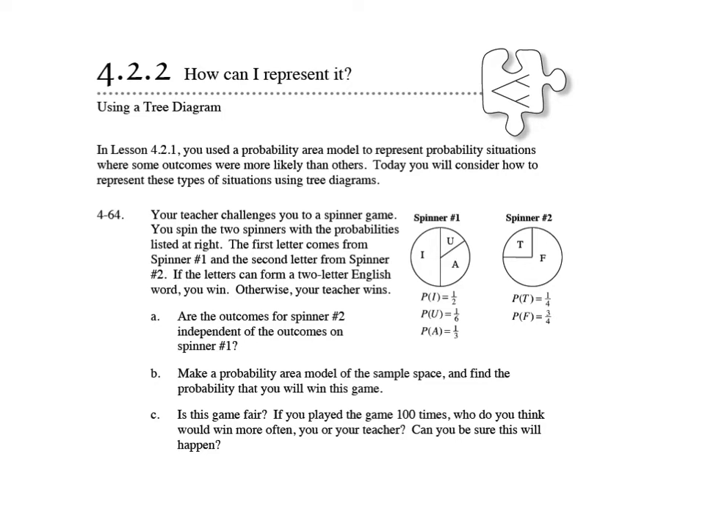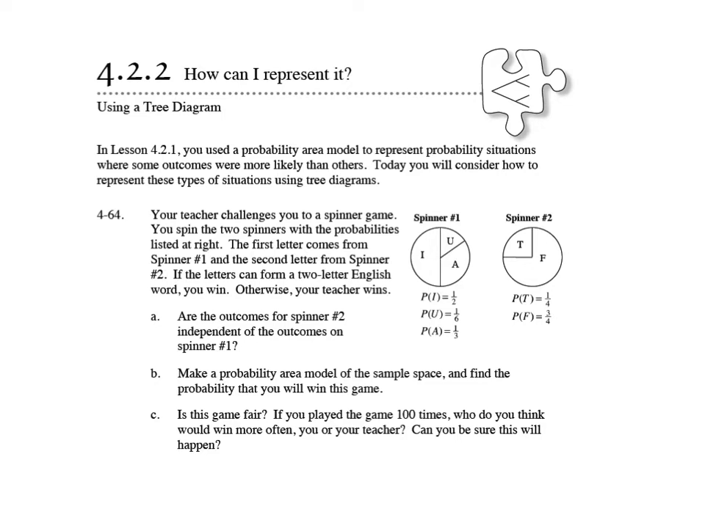So the basis for this problem says your teacher challenges you to a spinner game. You spin the 2 spinners with the probabilities listed at the right. You can see the 2 different sets of probabilities from spinner 1 and spinner 2, with the associated letters there. If the letters can form a two-letter English word, you win. Otherwise, the teacher wins. So, for example, if you got I and then T, that's a word. So you would win in that instance.